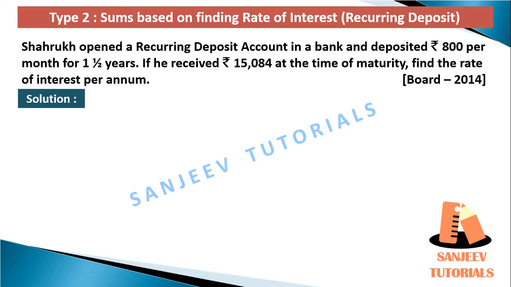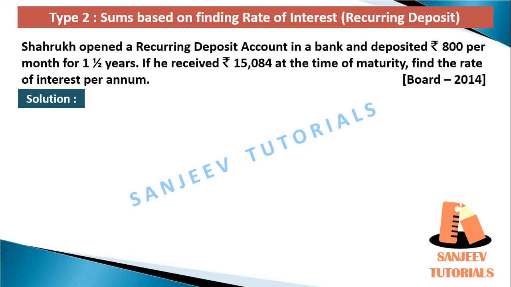Question number 4. This is board examination 2014 sum. Shahrukh opened a recurring deposit account in a bank and deposited rupees 800 per month for 1.5 years. If he received rupees 15,084 at the time of maturity, find the rate of interest per annum.